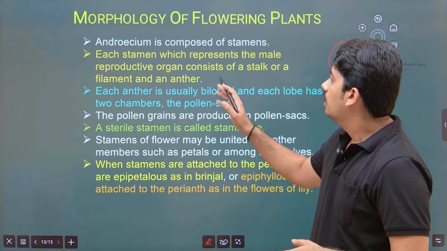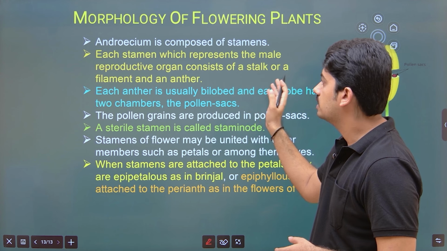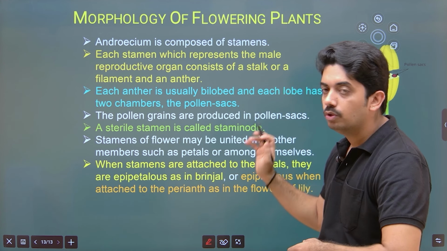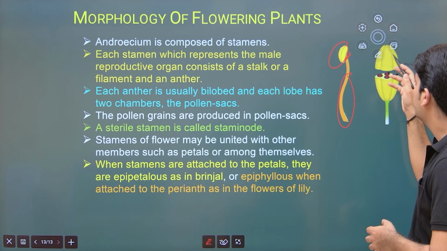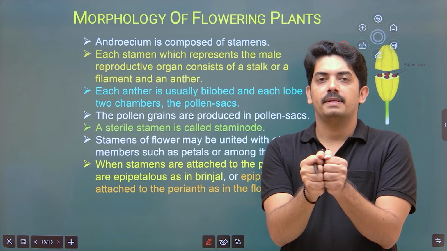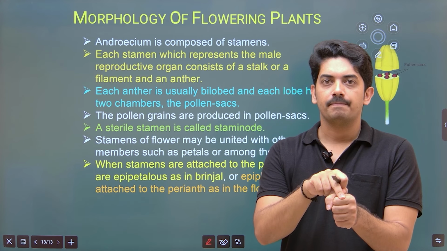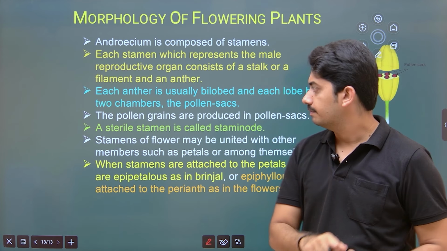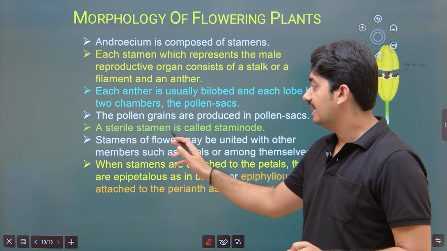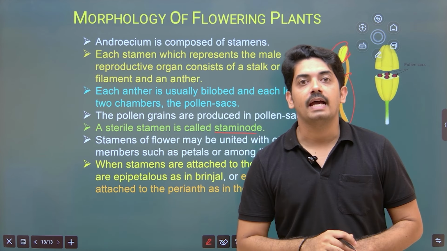Okay. Now here, each stamen, which represents the male reproductive organ, consists of a stalk or filament and an anther. Each anther is usually bilobed. The purpose of adding this picture is to understand the bilobed condition. Two lobes are present and each lobe has two chambers, the pollen sacs. Bilobed, dithecous condition. Pollen grains are produced in the pollen sac. A sterile stamen is called staminode. Very, very important character. Staminode.